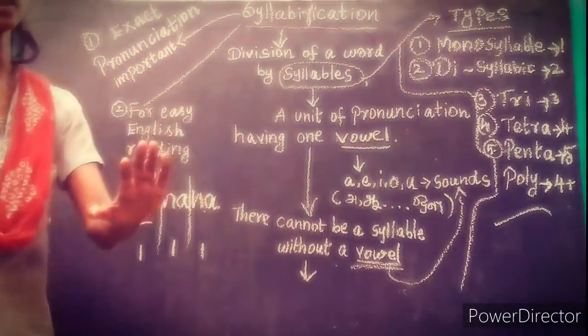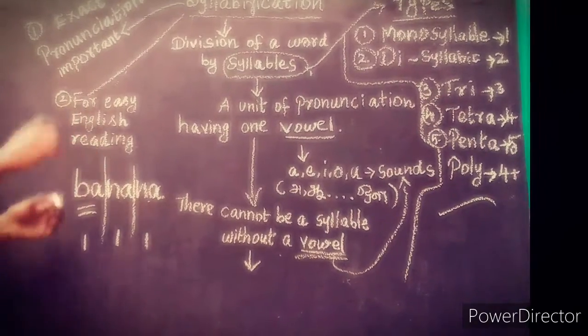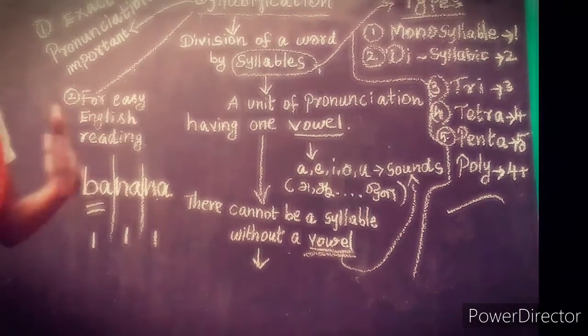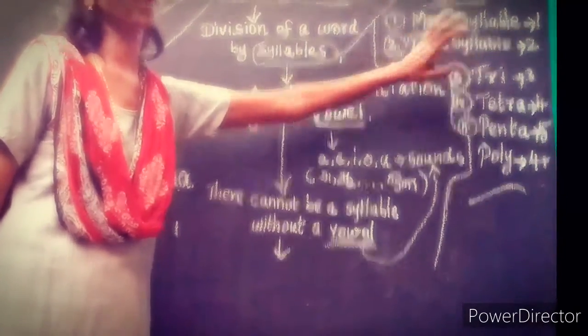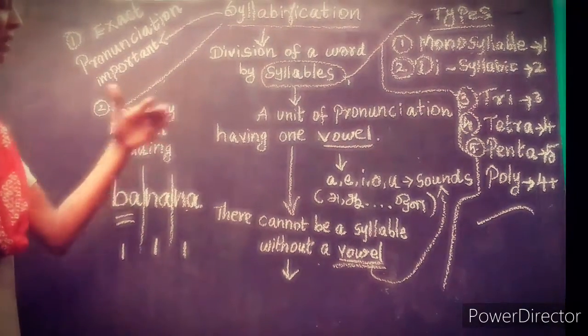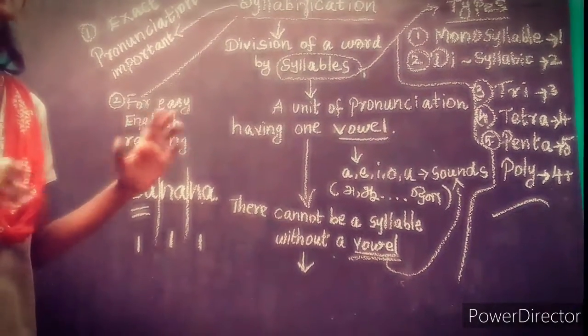Do you understand? In your exam, they may give some words and you have to syllabify the given words. They may ask what type of syllabic word it is, whether it is mono or disyllabic. Likewise, they may ask this type or that type. Clear? Shall we see some examples?